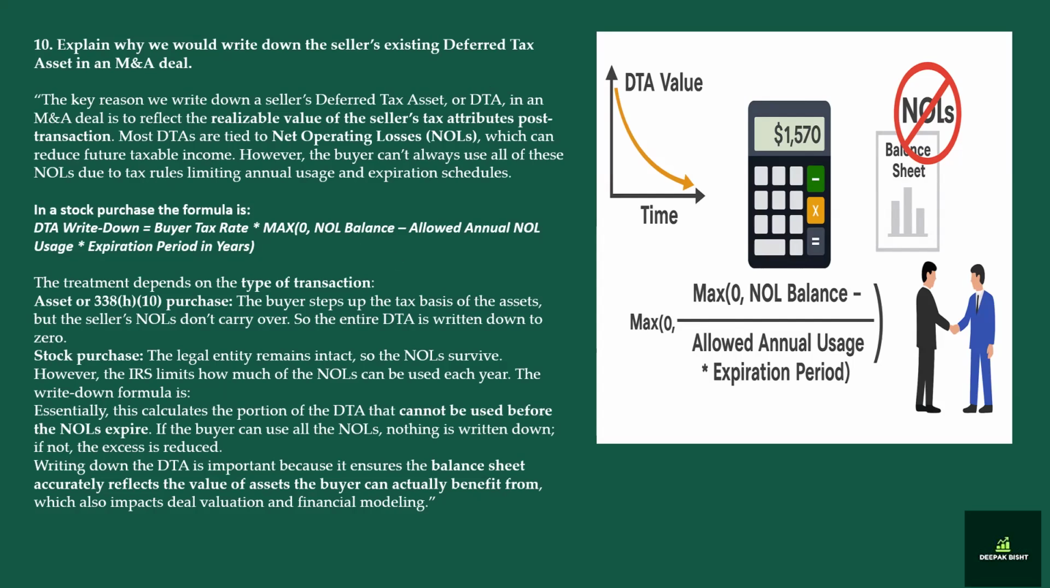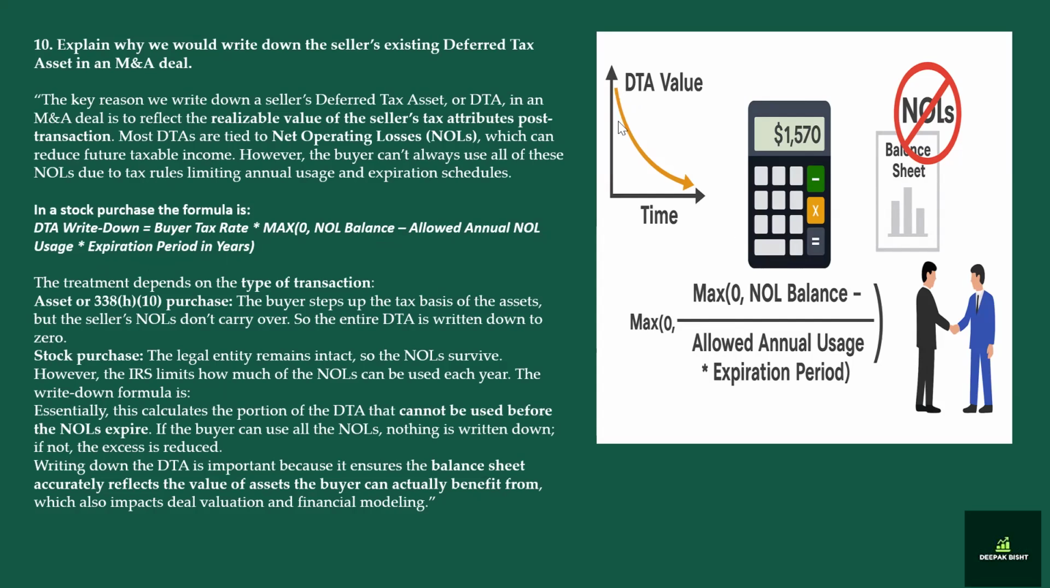And when we talk about the formula for stock purchases, the DTA is written down, but how much and how? The buyer's tax rate multiplied by the maximum of zero or the net operating loss balance minus the allowed annual net operating loss usage times the expiration period in years. So the buyer's tax rate, we multiply it with the max of zero or the net operating loss balance minus the allowed annual usage times the expiration period in years. The formula is also shown here.